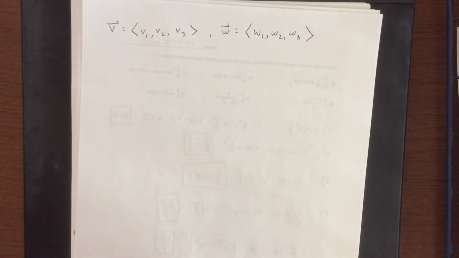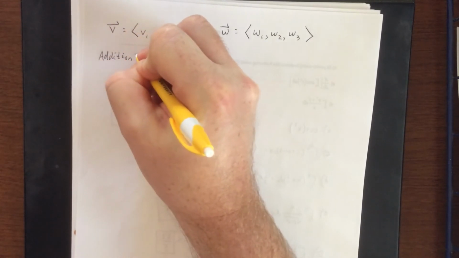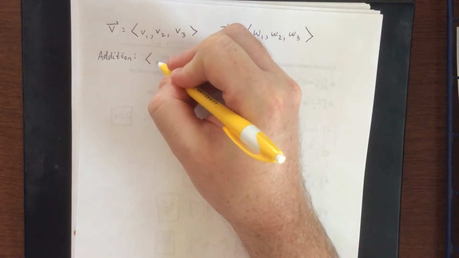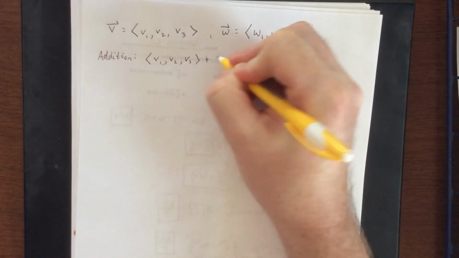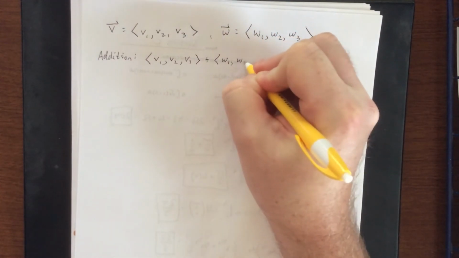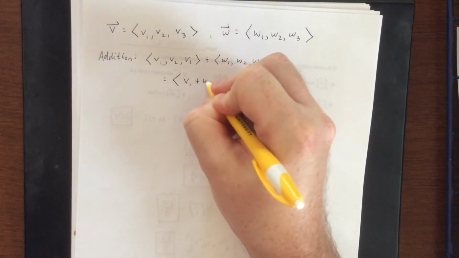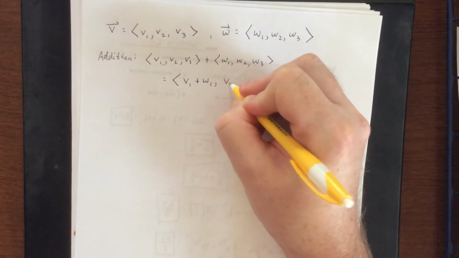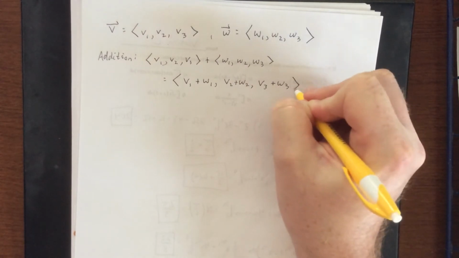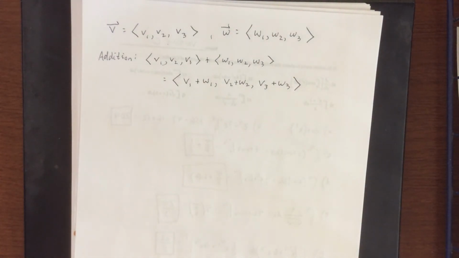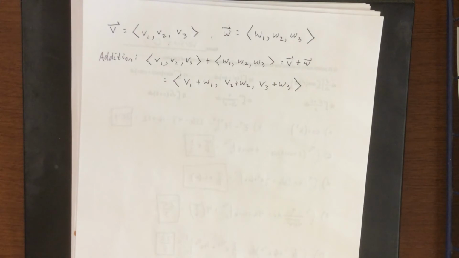So the operations that we have: vector addition. If I want to add the 2 vectors together, if I want to take v1, v2, v3 and add it to the vector w1, w2, w3, this is once again adding component-wise. So add the first components together, add the second components together, and add the third components together. I suppose the notation that I should have used in this first line here would be vector v plus vector w to make it look kind of official.